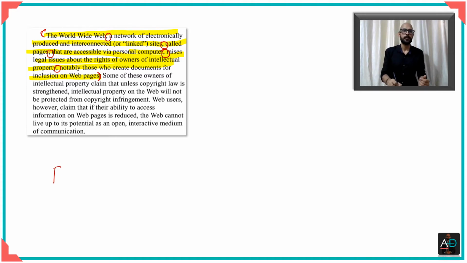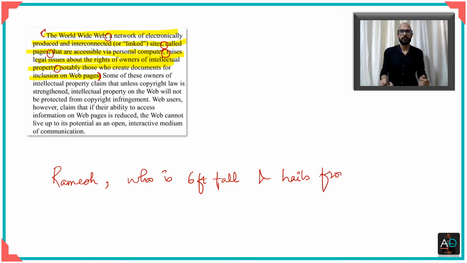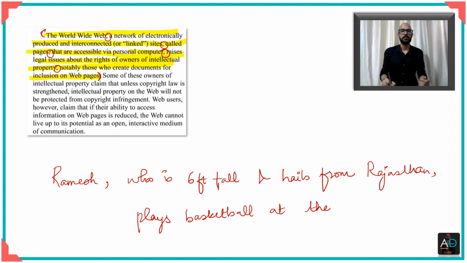Let's say: Ramesh, who is 6 feet tall and hails from Rajasthan, plays basketball at the stadium in Jaipur.